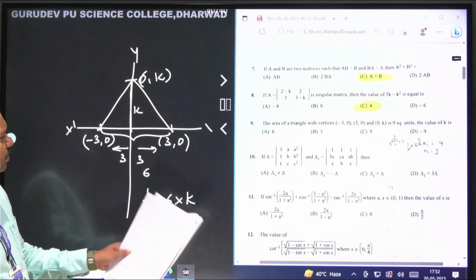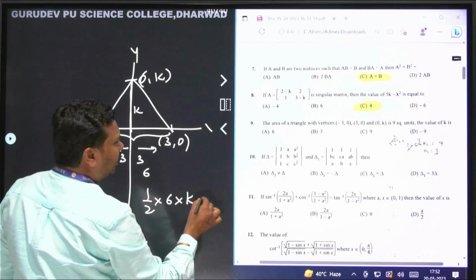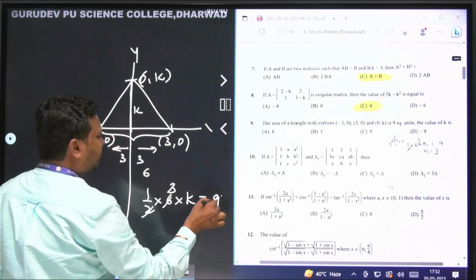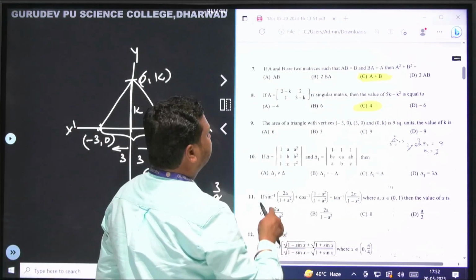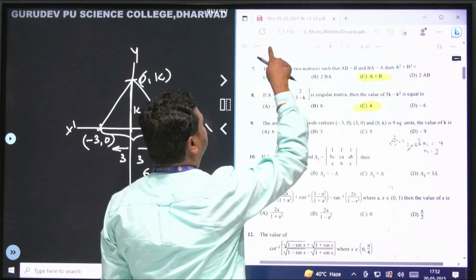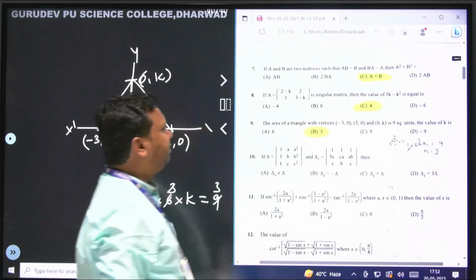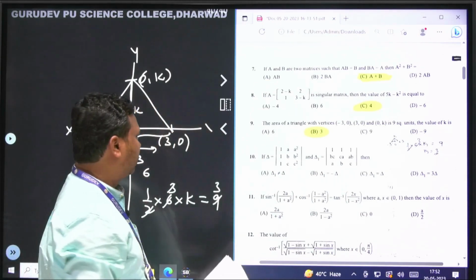So he has given that this total area is equal to how much? 9 square units. 2 ones are 2, 2 threes are 6, 3 ones are 3, 3 threes are 9. So what should be your answer? k is equal to 3. k is equal to 3. So I'll go with option B as the right answer. Okay, done.